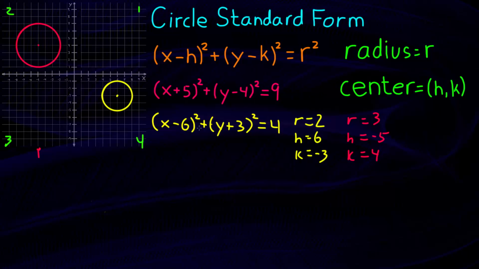So in standard form, the equation is (x − 6)² + (y + 3)² = 4. We found that the center point is at 6 for x and negative 3 for y, and that the radius is 2. And this is how you graph a circle in standard form.